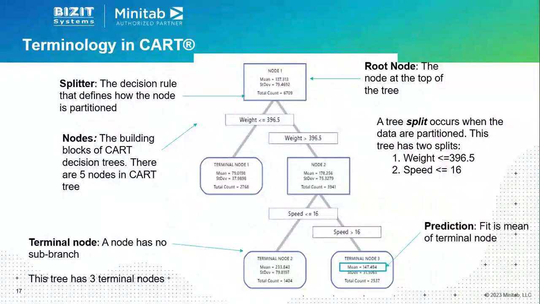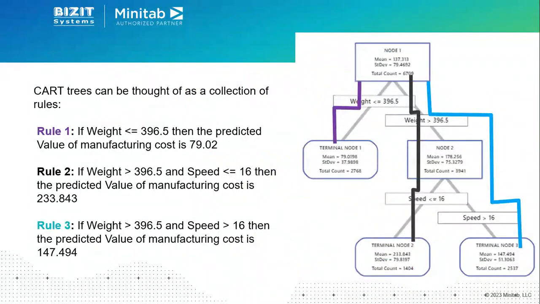Okay, and then how to use the tree. Same, you go for this one. For example, rule one. Rule one is group one, terminal node one. It comes from the weight being less than this value, and then the predicted value of the machine manufacturing cost will be 79.01. For the second row here, it comes from the weight at this value and the speed less than this value, and the predicted value for manufacturing cost will be this value.